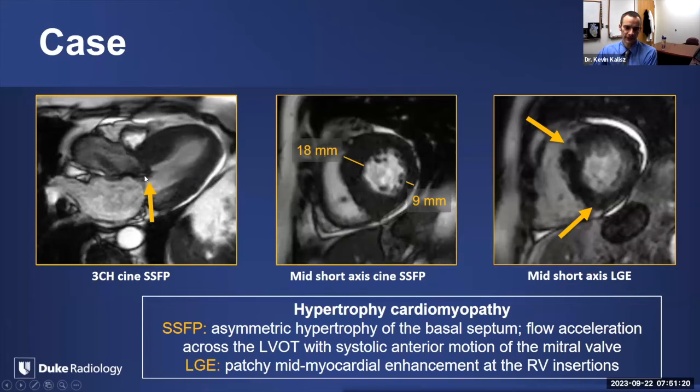And then just to slow it down here, this is, again, this paradoxical systolic anterior motion of the mitral valve, and this is how you assess it morphologically. At end diastole, you measure the thickness of the most hypertrophied segment compared to usually the lateral segment at the same level.